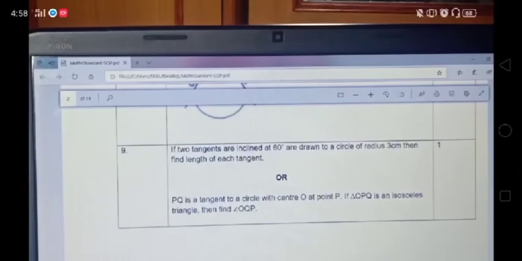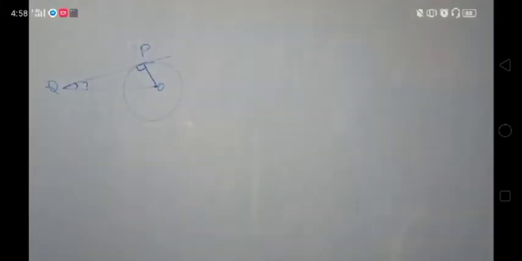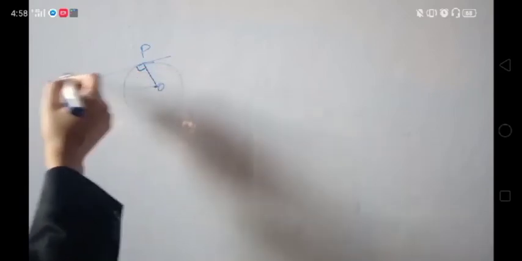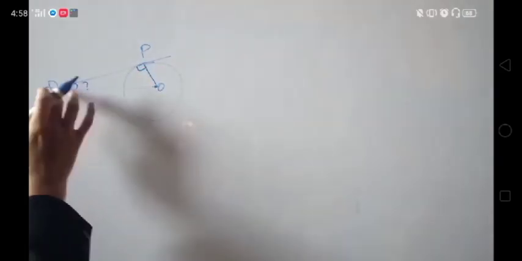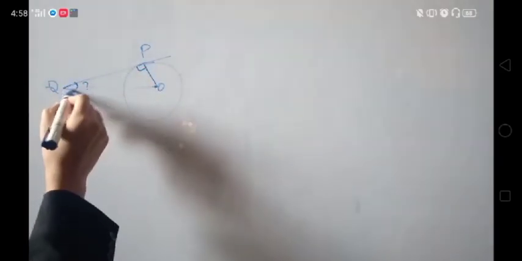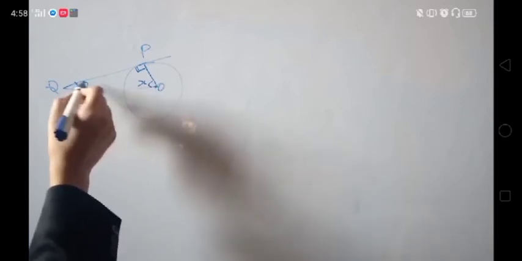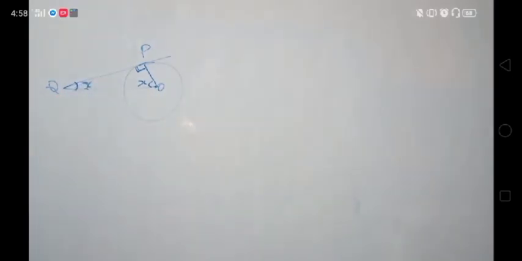According to the question, we take a circle with center O and draw a tangent at P from Q. Now we have to find angle OQP or QOP, because they have given that the triangle is isosceles. An isosceles triangle means any two sides or any two angles are equal. If one angle is x, then the other is also x, because one angle is perpendicular, as we know. So the other two angles are equal.